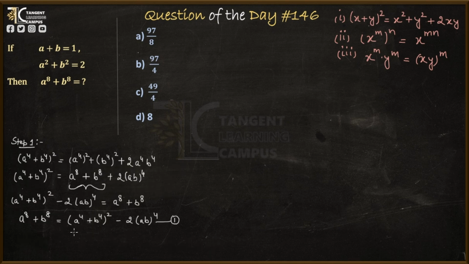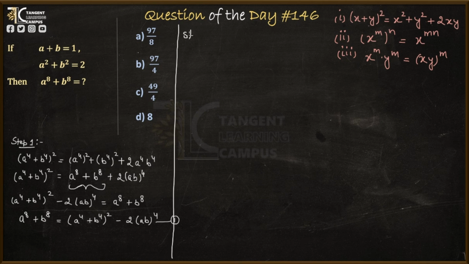Now if we see this equation 1, what we need to get the value of a to the power 8 plus b to the power 8 is a raised to the power 4 plus b raised to the power 4, and secondly we need the value of ab, right? So we need to find these two values. So let's move on to step 2.